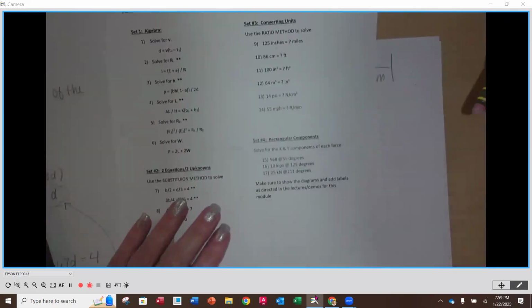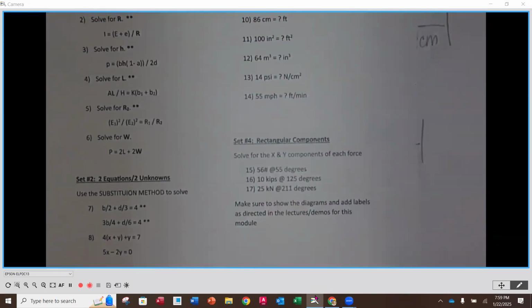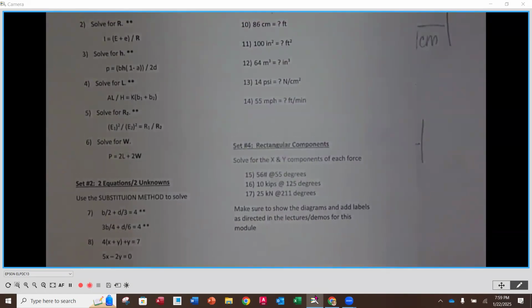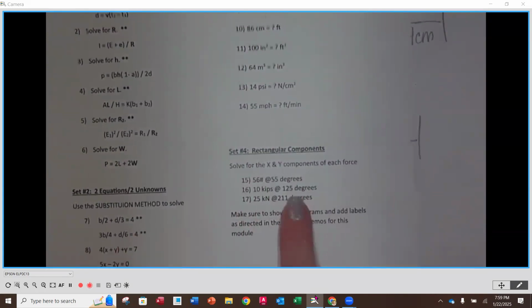Our last section here is going to be rectangular components, okay? Many times we're going to be looking at vectors, and those vectors are probably not going to be on the X or Y axis. So to have an easier time handling them and combining them, we reduce them or put them into their X and Y components. I'm sure along the way in math or in physics class, you've done this before. So this is practice again, and it's going to be using right angle trig. So we want to solve for the X and Y components of each one of our forces here.